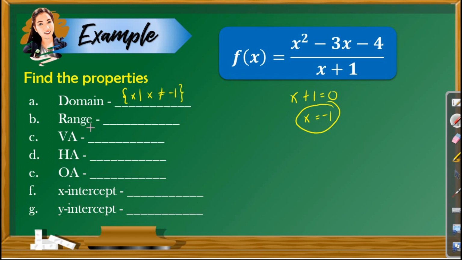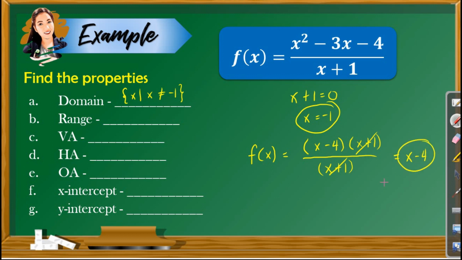As for the range of this function, if we're going to look at the function, we can find the factors of the numerator. So we have f of x is equal to the factors of the numerator, which are x minus 4 and x plus 1, all over x plus 1. If we're going to look at the function now, we have the same factor in the numerator and in the denominator, so we can cancel this one. So the function can be simplified to x minus 4, which is a linear function.